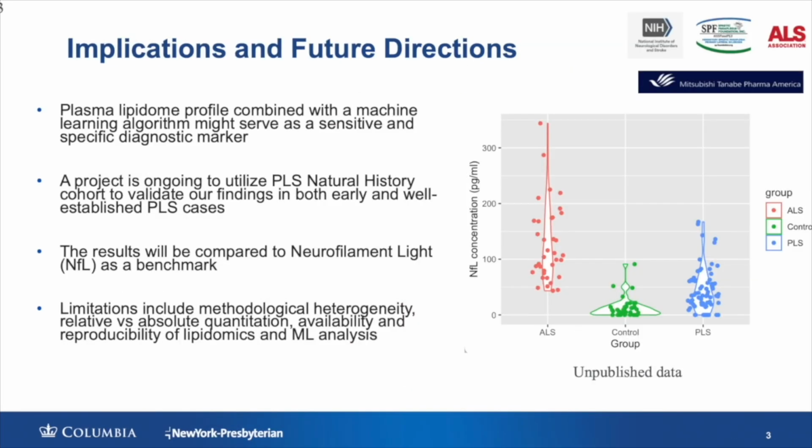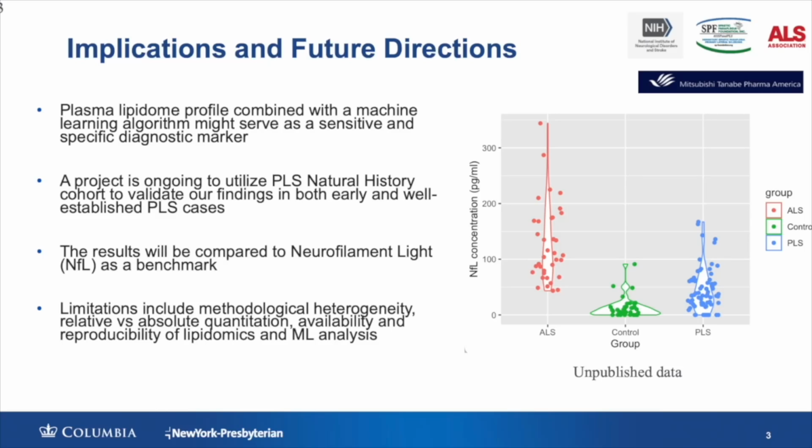So once again, I think our results suggest that the lipidome profile might serve as a biomarker, and we plan to confirm our findings by using the PLS natural history cohort. The unique advantage of this PLS natural history cohort is that we have only PLS patients with less than 4 years of disease duration, those with probable PLS. And it'll be very interesting to see whether the lipidome in this group can differentiate patients from ALS and also predict their future disease course, whether they stay as PLS or later progress into ALS.